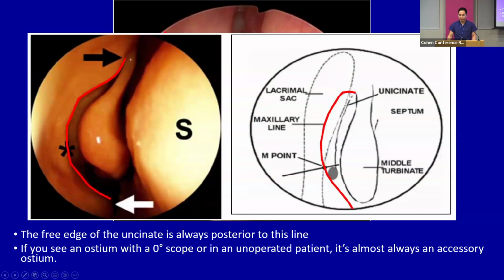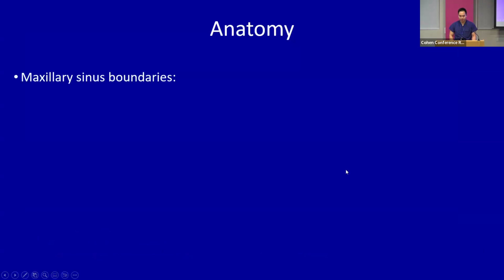And again, just to reiterate, the M line highlights the beginnings of the lacrimal sac. The true ostium kind of hides behind. I won't belabor this too much, but everything in sinus surgery is boundaries.